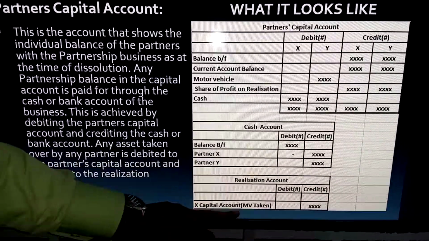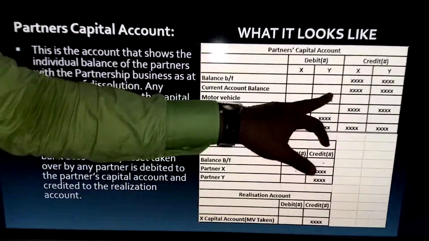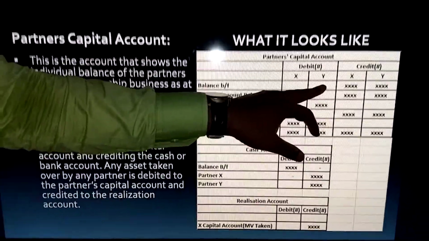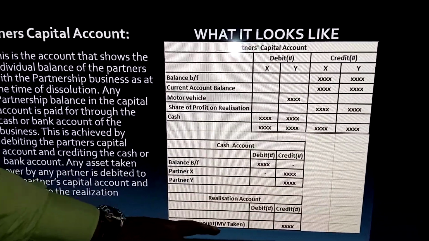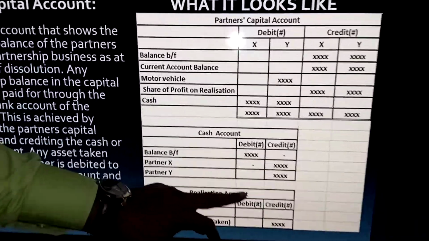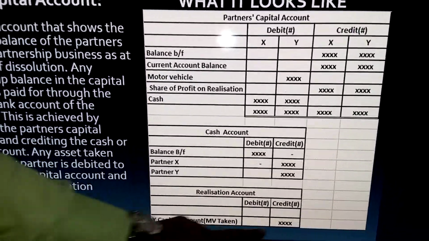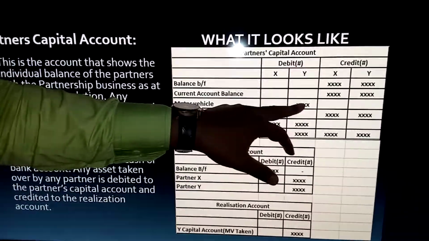You have X capital account for motor vehicle taken, credited. And you see that, Y. So Y's capital account for motor vehicle taken. So you can see it here in the realization account, Y's capital account, motor vehicle taken, credit. And then the capital account, you have motor vehicle under Y.